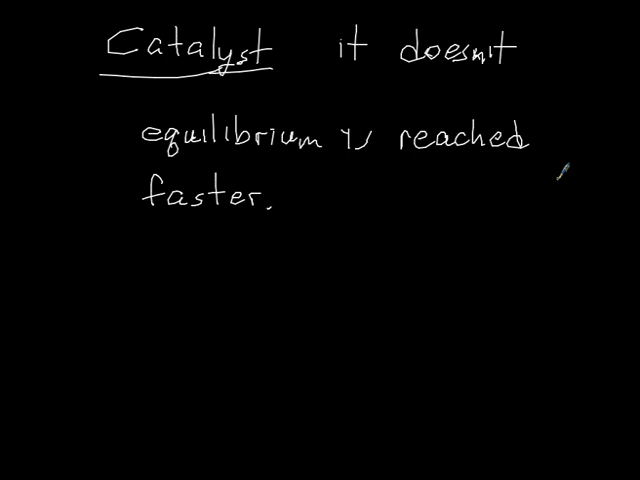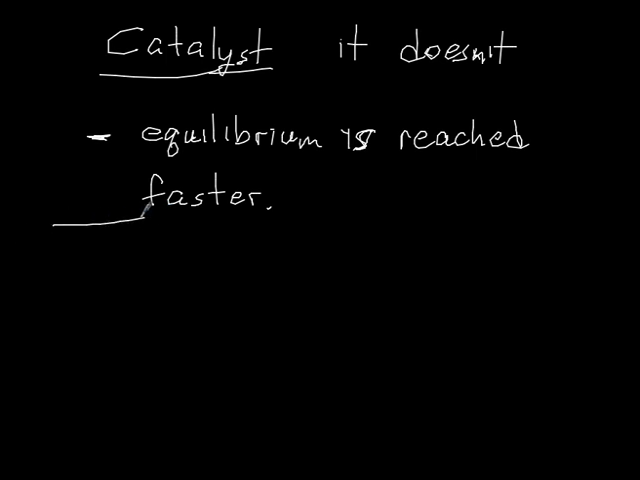Now, that's not a bad thing. If you're producing something, you want to produce your product as rapidly as possible, because that means you can make more of it and you can sell more of it, and therefore your company can succeed. And so a catalyst is a useful product to produce more of the product that you want at a faster rate, at a faster clip. And so catalysts do not affect where equilibrium is, they just make you get to equilibrium faster.